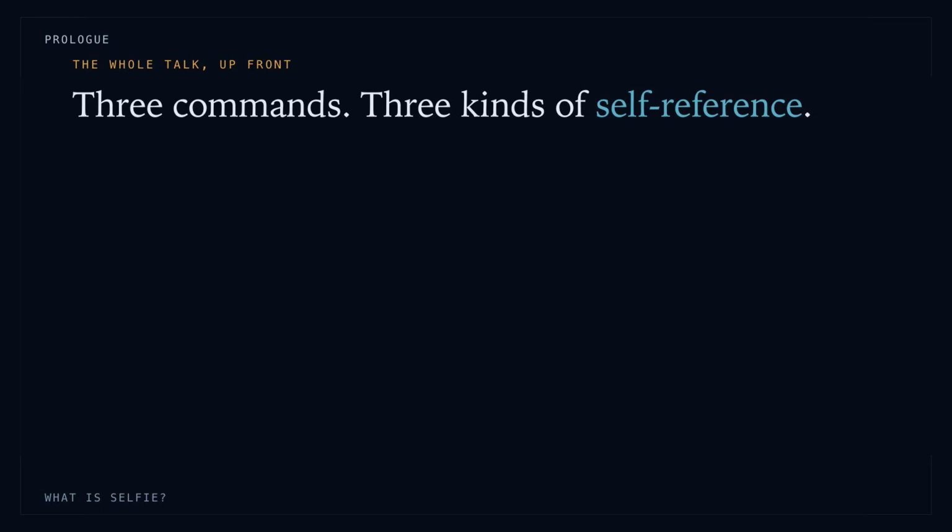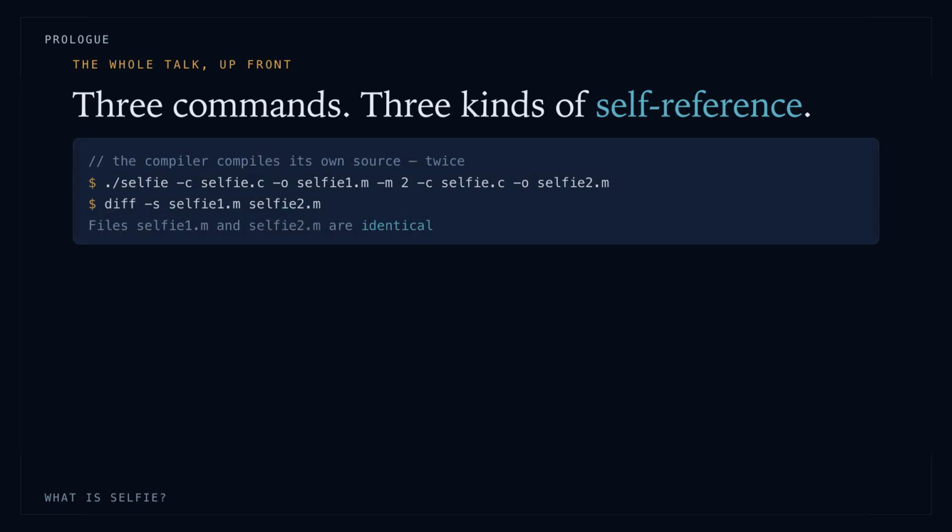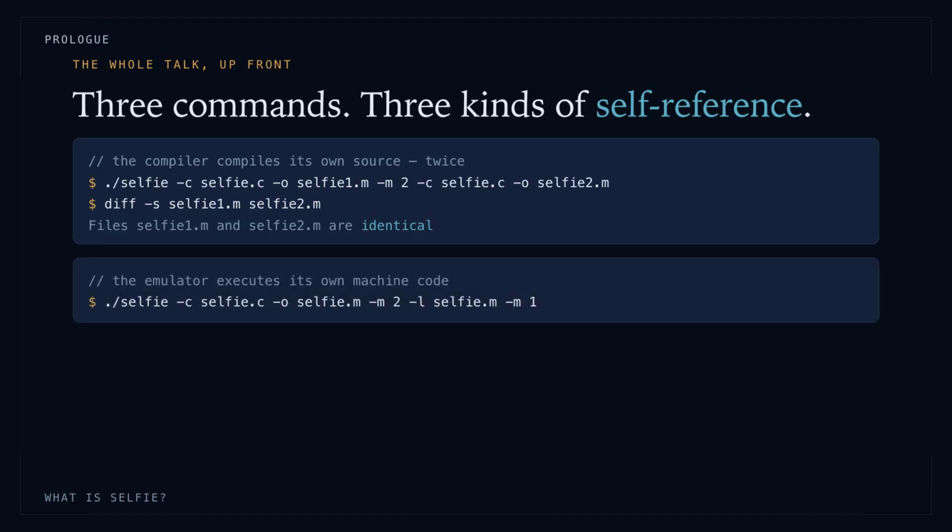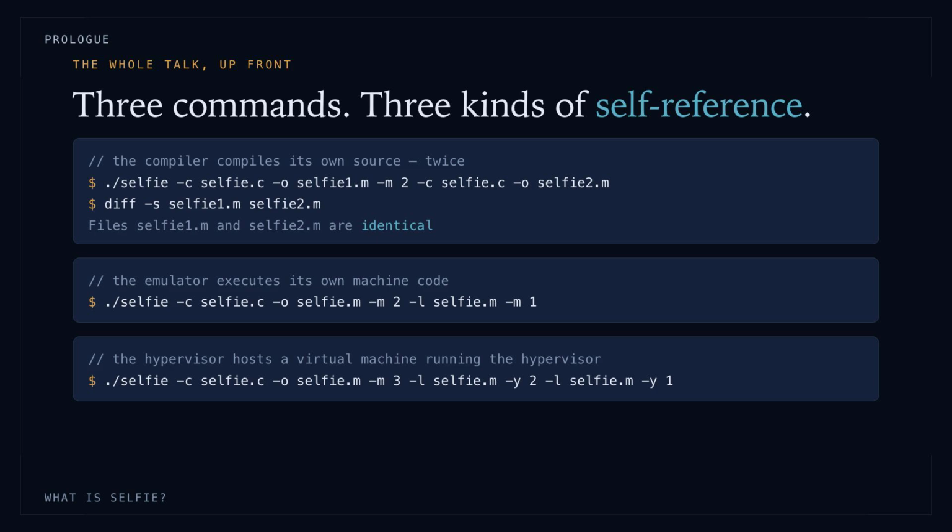Here is the whole talk in 3 commands. Each one is a different kind of self-reference, and each one you can run tonight. The first, Selfie, compiles its own source to machine code, then it runs that machine code and has it compile the same source again. The two results are identical, byte for byte. The second, Selfie compiles its own emulator, and then the emulator executes itself. And the third, the hypervisor creates a virtual machine, and inside that virtual machine it runs the hypervisor.